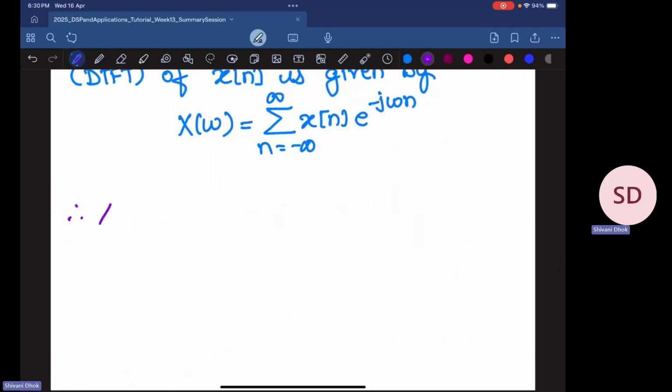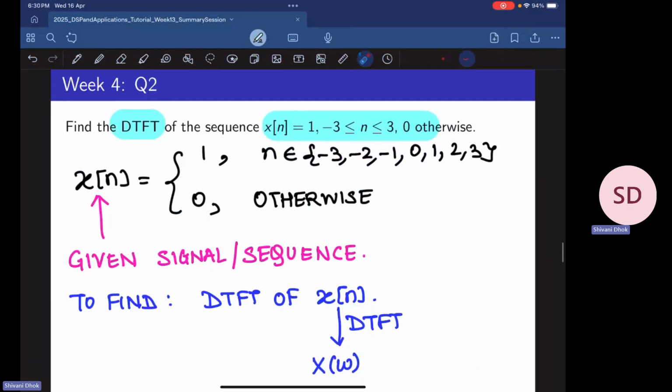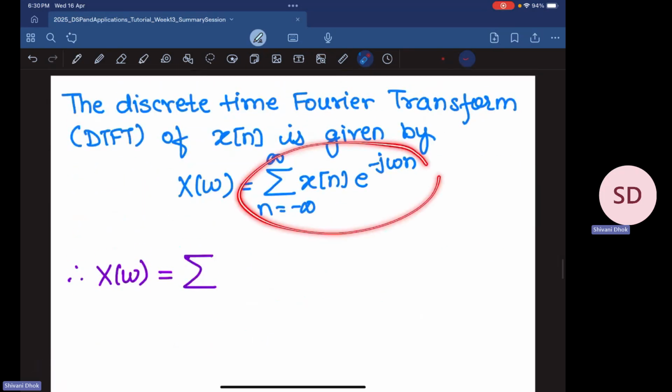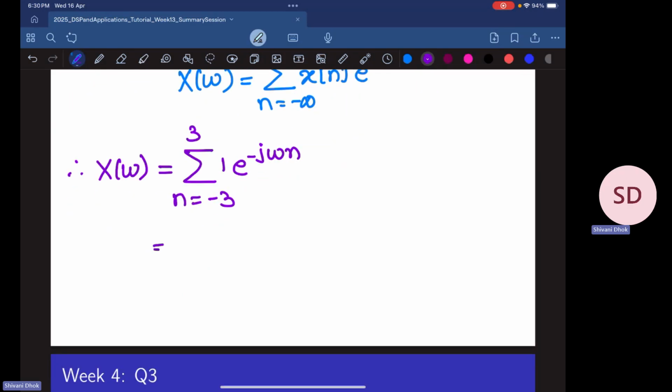So therefore, this X of omega is equal to summation n running from -infinity to infinity. But if we look at our x of n, it is equal to 1 only from n equal to minus 3 to 3, and it is 0 otherwise. Now if we substitute it back in this equation, x of n is equal to 1 for n running from minus 3 to 3, and 0 otherwise, so the remaining summation terms go to 0, into e power minus j omega n. Okay, so what do we get? We get summation n running from minus 3 to 3 e power minus j omega n.